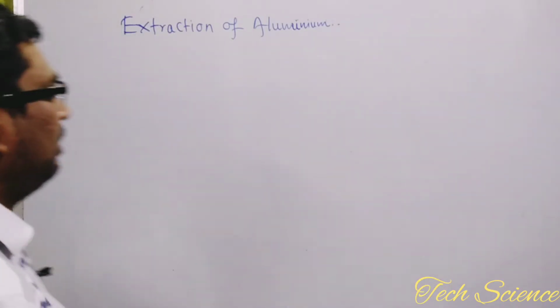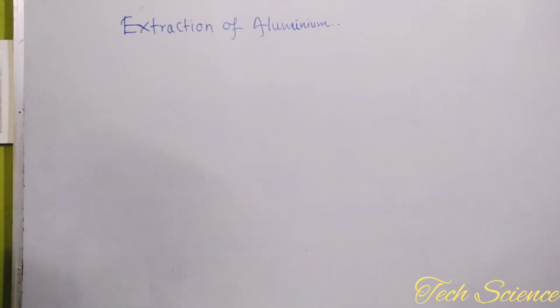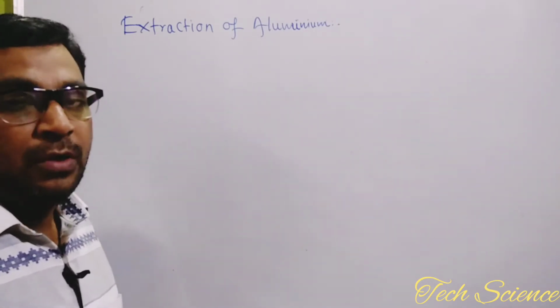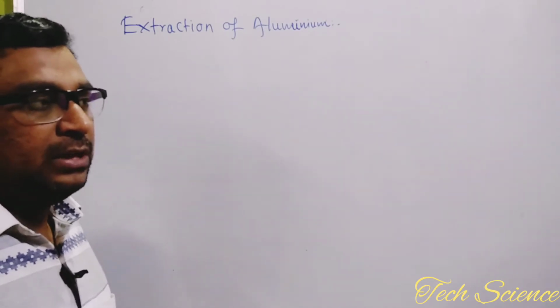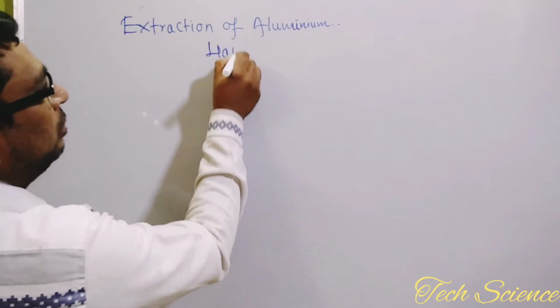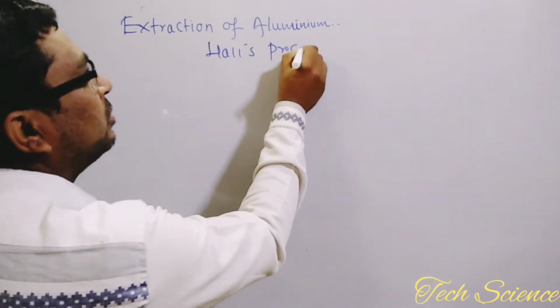So what exactly did we do? It is a very simple process. I will write a chart for you, and this chart will be very useful to remember the steps to extract alumina from bauxite using the Hall's process. So let's start with the Hall's process.